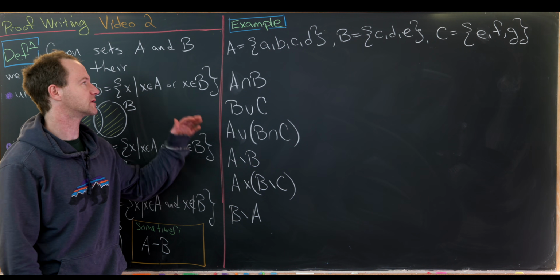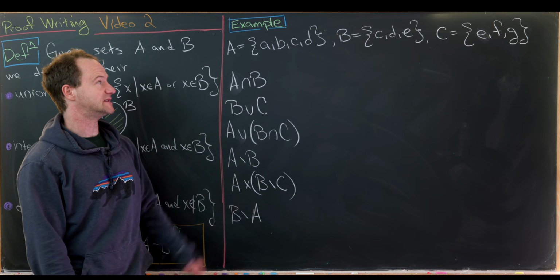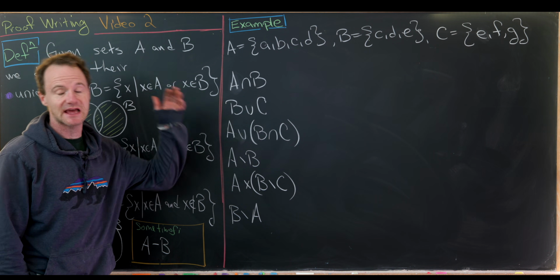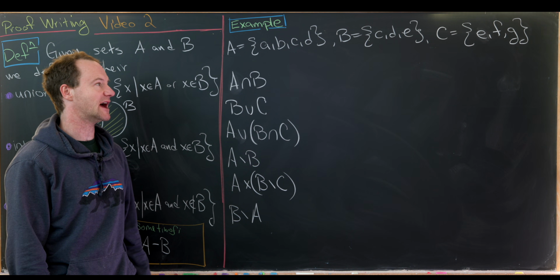So let's look at some simple examples first before we look at something a little bit trickier involving maybe sets of real numbers. Let's say we've got these three sets. A has little a, little b, little c, little d in it. Let's say capital B has c, d, e in it, and capital C has e, f, g in it.